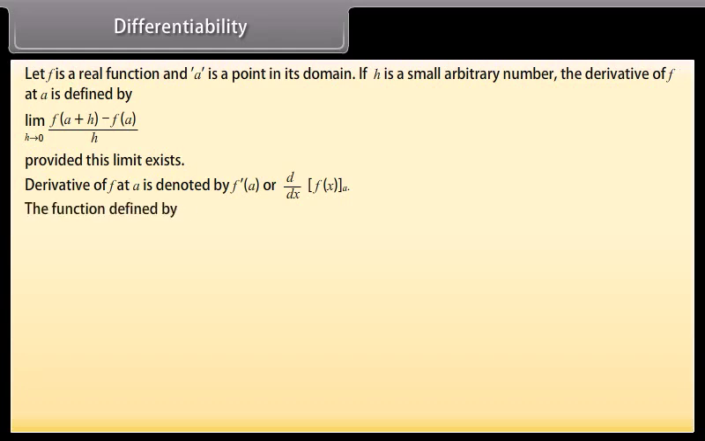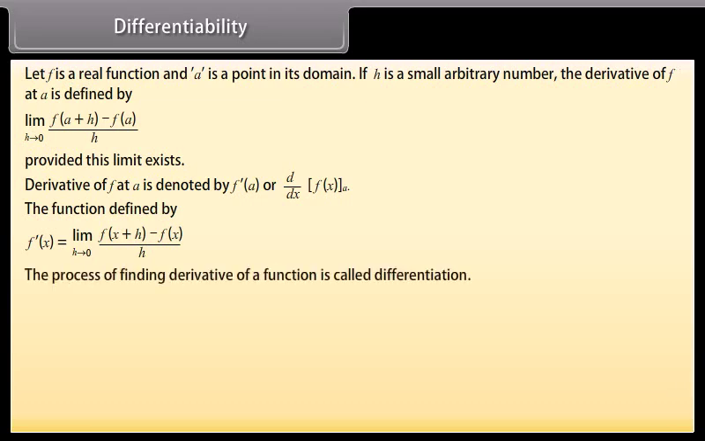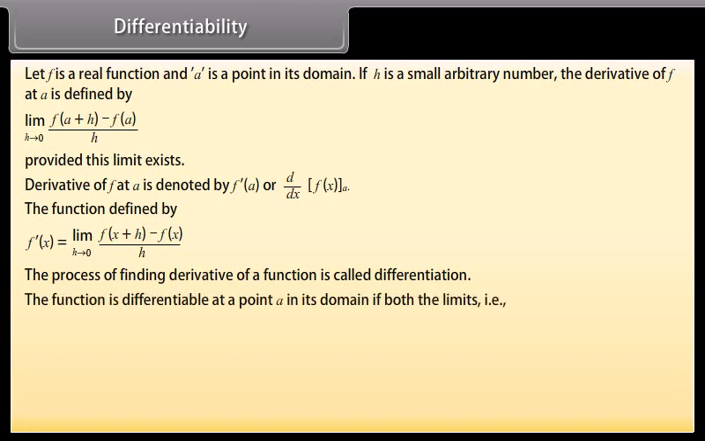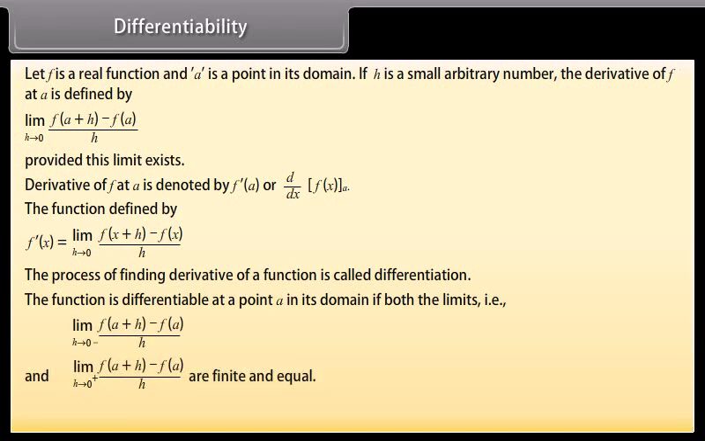The function defined by f'(x) is equal to limit as h approaches 0 of (f(x + h) − f(x)) divided by h. The process of finding the derivative of a function is called differentiation. The function is differentiable at a point a in its domain if both the limits, that is, left-hand limit and right-hand limit, are finite and equal.